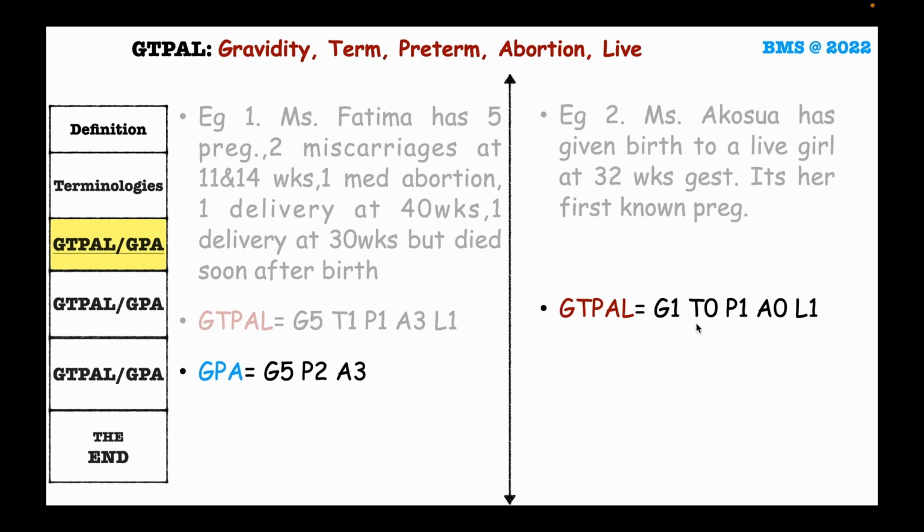So G1, the delivery was at 32 weeks, and so she didn't get to term. So T0, and since it's 32 weeks, it's preterm. P1, no abortions, and that's the only live delivery she's had. So L1. The GPA is going to be gravida 1, para 1, and 0 abortions. Para 1 because it went beyond the period of viability.